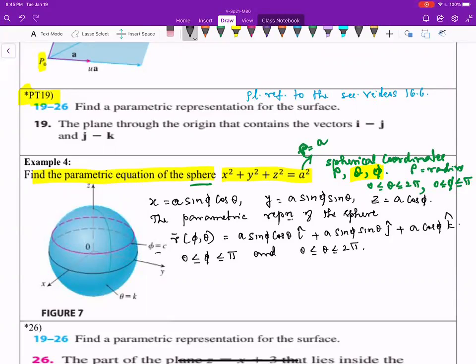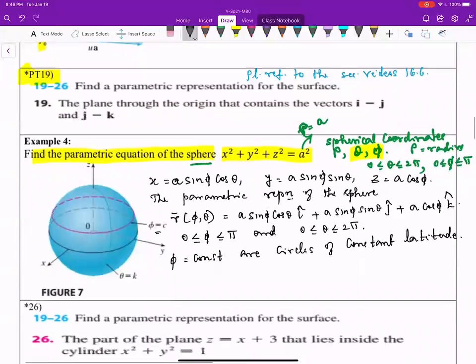So here, when you say phi is a constant, it means these are circles of constant latitude. So phi equal to constant are circles of constant latitude. This includes the equator as well. And theta equal to constant are meridians, semicircles which connect the north and the south poles, as shown in this figure.